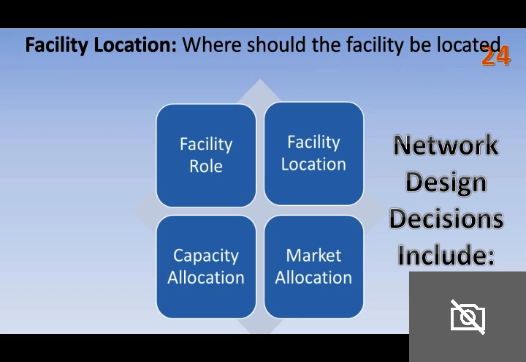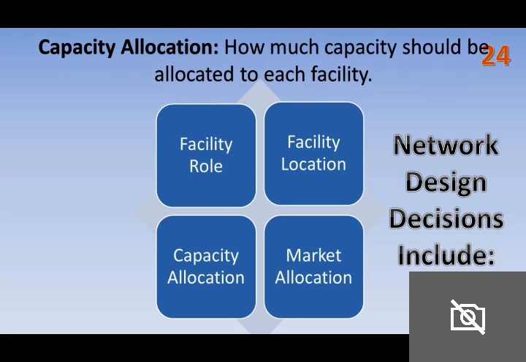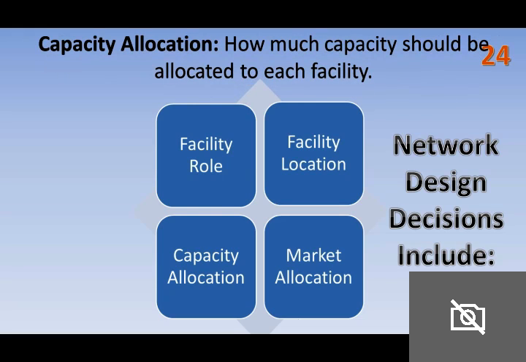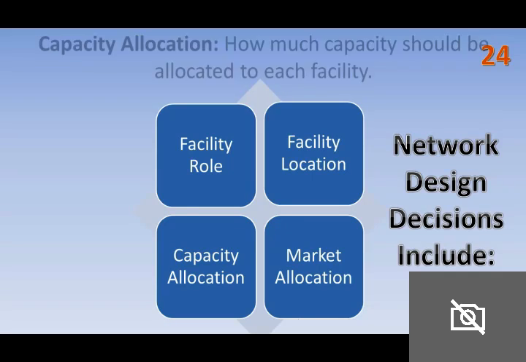Second is facility location. Where should the facility be located to best optimize cost or increase customer service? Third is capacity allocation. How much capacity should be allocated to each facility? So we know we've got locations of facilities, but how much capacity is allocated to each one of them? We know we need a distribution center in one area. Well, how much capacity, how large should that distribution center be?